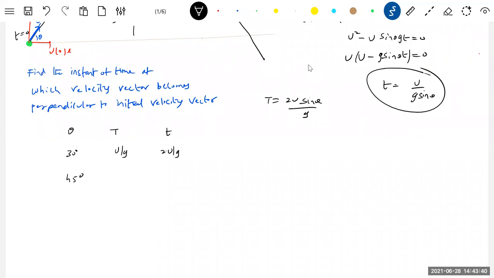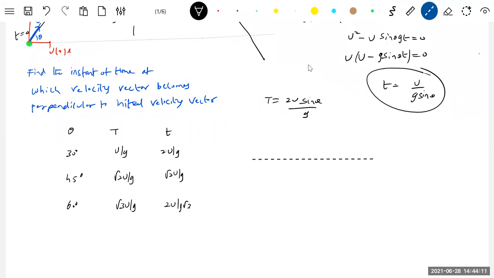45 degrees: root 2u by g. This is also root 2u by g. When it is projected with 60 degrees, time of flight is root 3u by g, that is 2u by g root 3. Okay, what about the first one, 2u by g? If I project with an angle of 30 degrees, when will it become perpendicular?